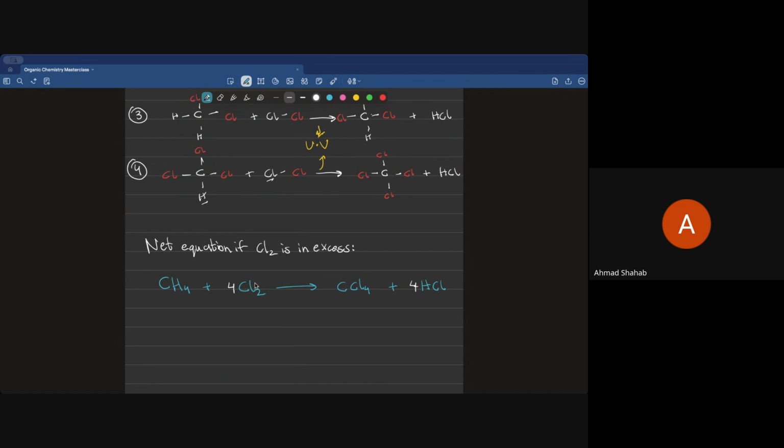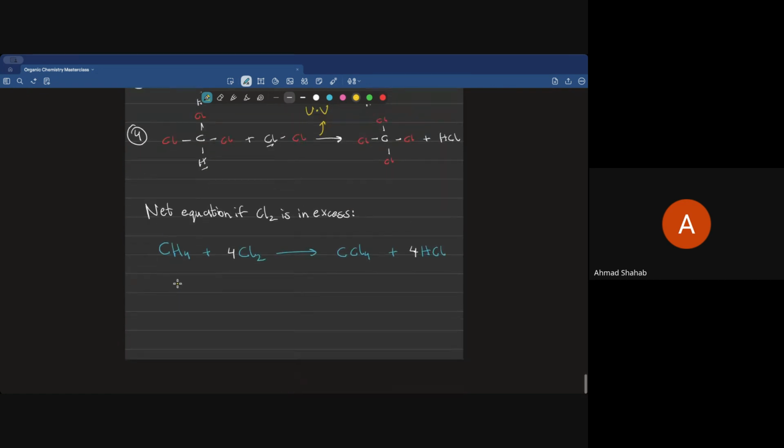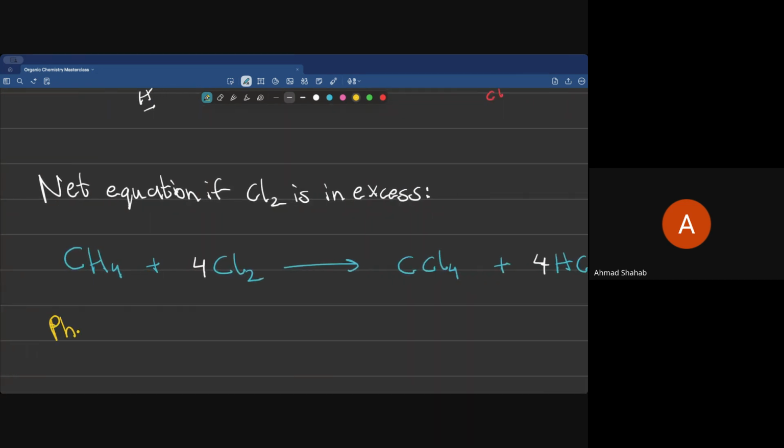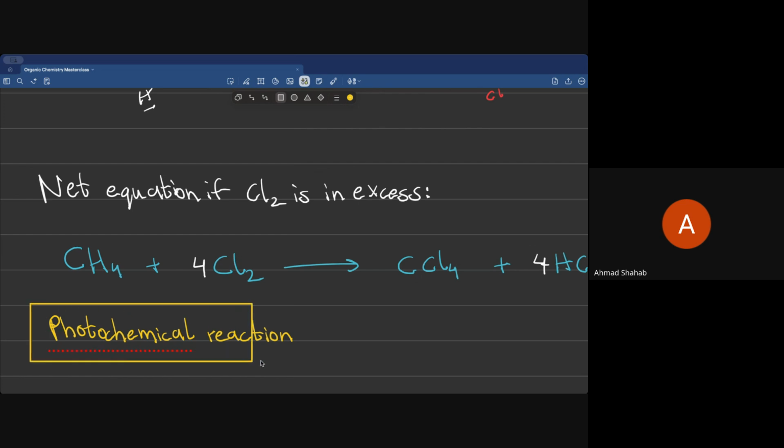Is this a photochemical reaction? Yes, it definitely is a photochemical reaction. Why? That is a very good point. I must write that down for you. It is a photochemical reaction. This is because of the presence of UV light. Okay, this is a photochemical reaction.